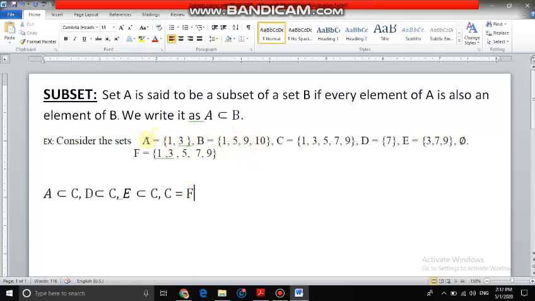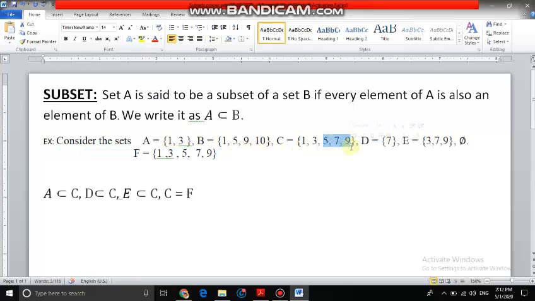Now if I go for example to set A and set C, each and every element of A, 1 and 3, is also an element of C, 1 and 3. But C has some more elements, 5, 7, 9. It doesn't matter, right? Because I am saying A is a subset of C. That means every element of A must be an element of C. C can have the same elements as A, or C can have more elements than A. The extra elements we don't mind.